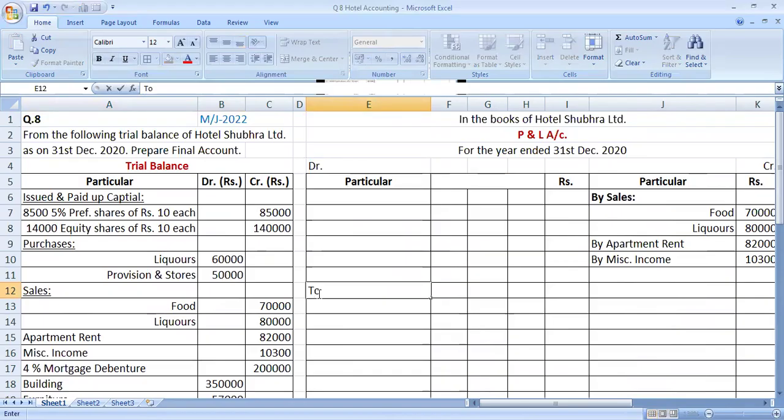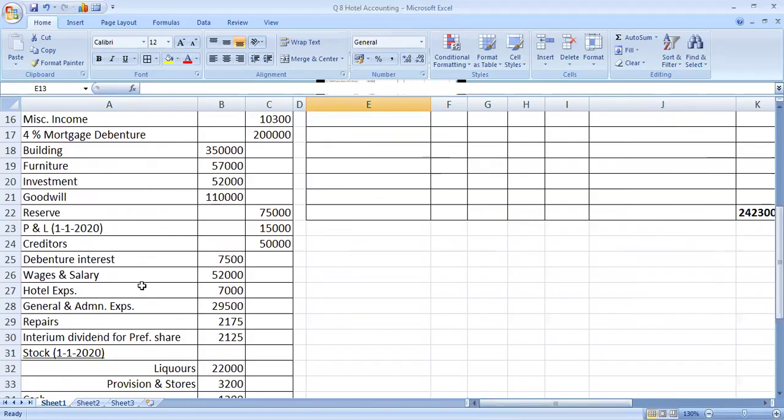To debenture interest amount rupees 7,500. Next item, wages and salary 52,000.